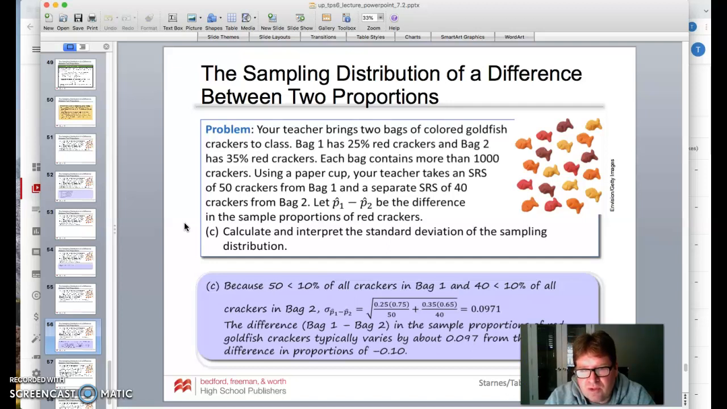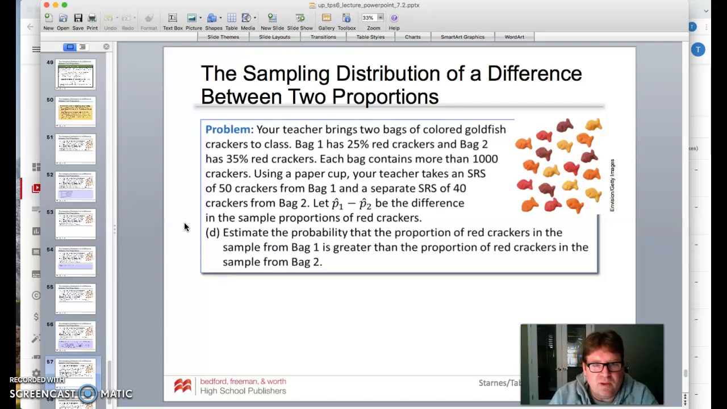from the true difference. We call that the true difference because that's from the populations. And so we're talking about the true difference in proportions of negative 0.1. All right, so there we go. That's a good little problem there.